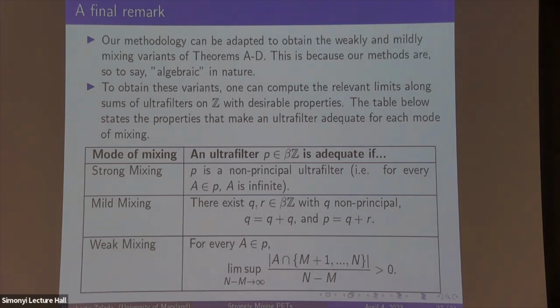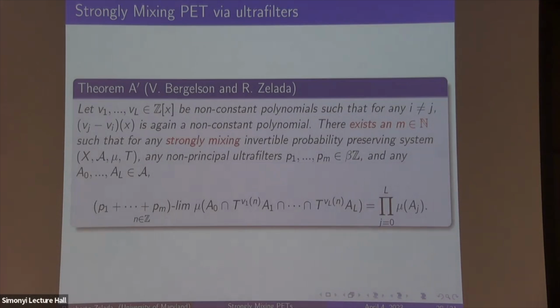All right, so now just for showing how this will look, this is theorem A prime, which is the counterpart of theorem A, which is the strongly mixing counterpart of weakly mixing PET by Bergelson. So the first result that I showed you. And it reads essentially the same. We have the L polynomials. All of them satisfy the condition that they are non-constant and the pairwise differences are non-constant.